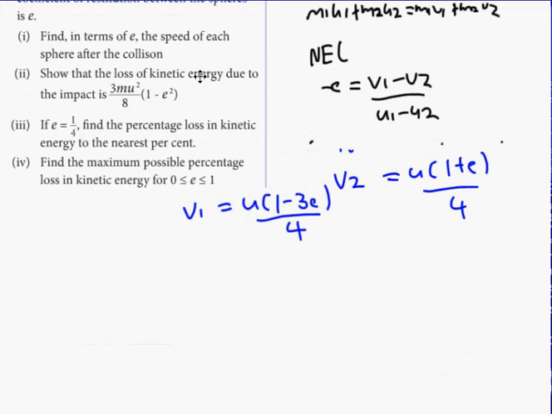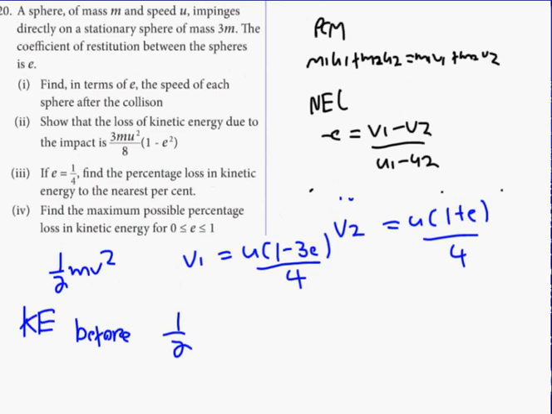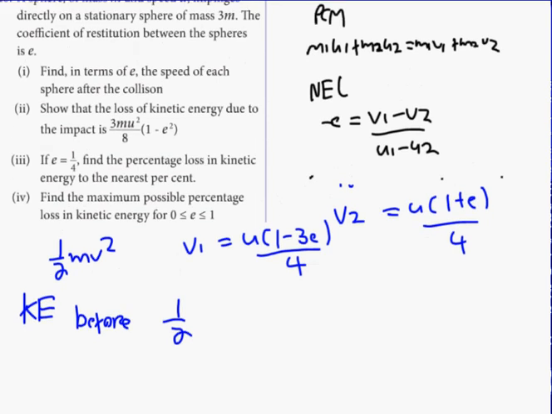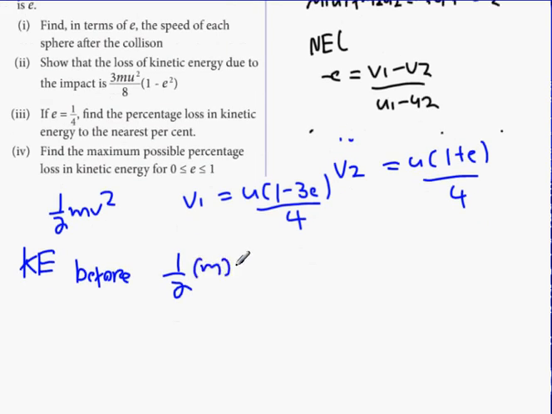Show that the loss in kinetic energy due to the impact is 3mu squared over 8 into 1 minus e squared. So what we're going to do here is start off with our KE before. What's KE before, lads? Kinetic energy before is a half mv squared. What is the mass of the moving object? Mass m. Speed u squared.